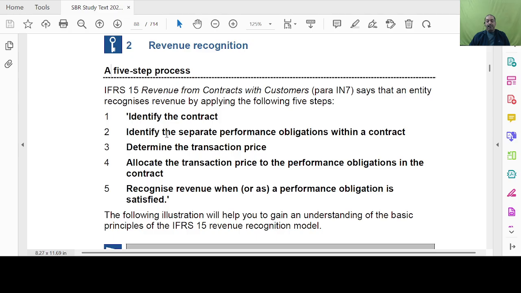Like that, the second step is identifying the separate performance obligations within a contract. What is a performance obligation? See, every contract may be based on buying and selling of goods.